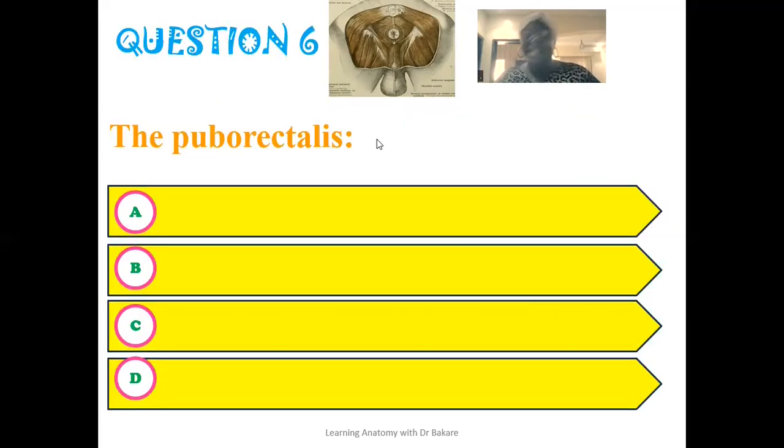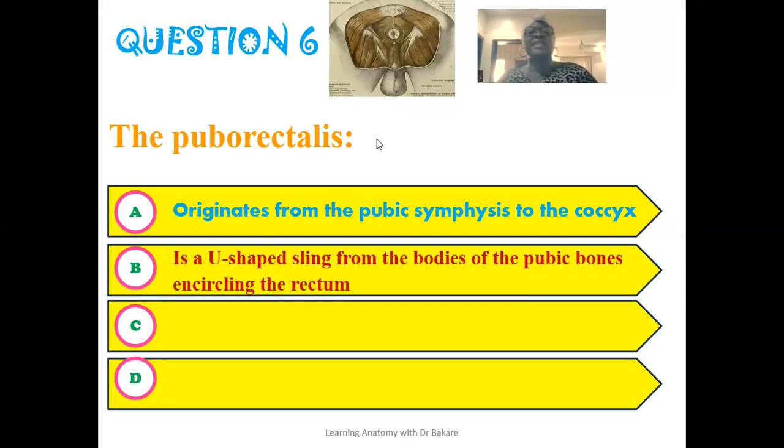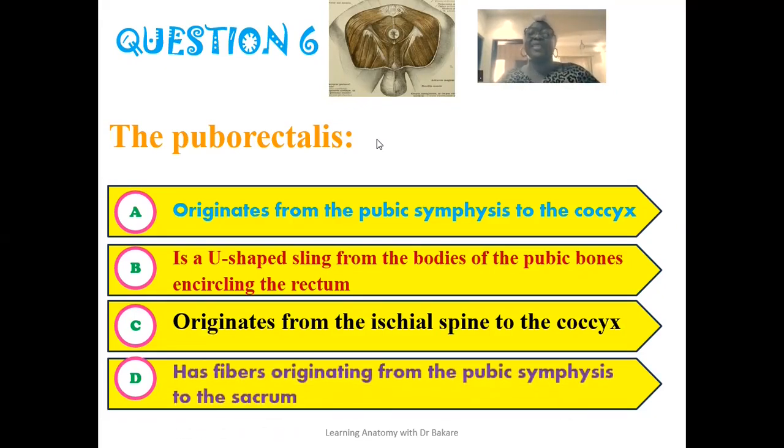Question 6 reads that the puborectalis muscle originates from the pubic symphysis and is inserted on the coccyx. Or is it that the puborectalis muscle is a U-shaped sling that originates from the body of the pubic bone, and you see it encircling the rectum? Or is the puborectalis muscle seen to originate from the ischial spine, and you see it inserted on the coccyx? Or does the puborectalis muscle have its fibers originating from the pubic symphysis, and you see it finally inserted on the sacrum? So which of these options represents the true orientation of the puborectalis?